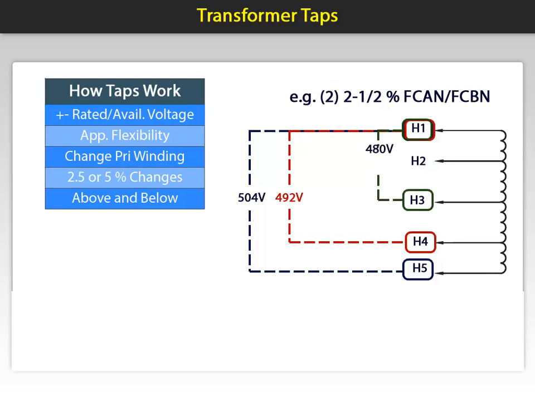Now, below normal taps are available at 468 and 456 volts. To use the 468-volt tap connection, the line must be connected to H2 and H4. The last below normal tap would be 456 volts, and the lines would be connected to H2 and H3. All of these connections will ensure that the secondary voltage will remain constant.